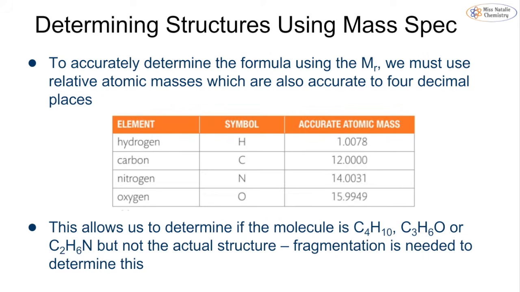So to accurately determine the MR, we must use relative atomic masses that are also accurate to 4 decimal places. And the most common ones that you'll potentially use would be hydrogen, carbon, nitrogen, and oxygen. And you can see that these are atomic masses that you've met before. However, they are much more accurate. So instead of 1, it's 1.0078. And it just allows you to be a little bit more accurate to determine the difference between the different molecules. So this will allow us to determine if the molecule is each of these 3, but it doesn't allow us to determine the structure. We need to look at the fragmentation for that, which we've looked at back in topic 10.